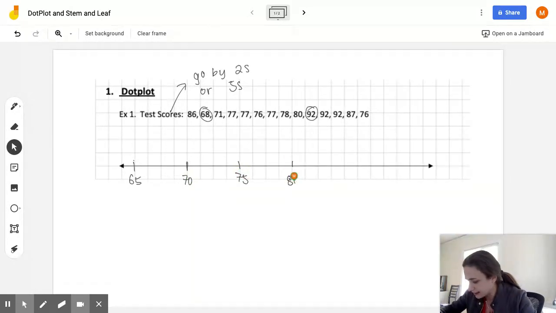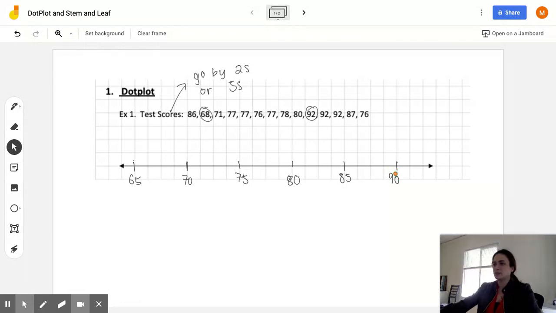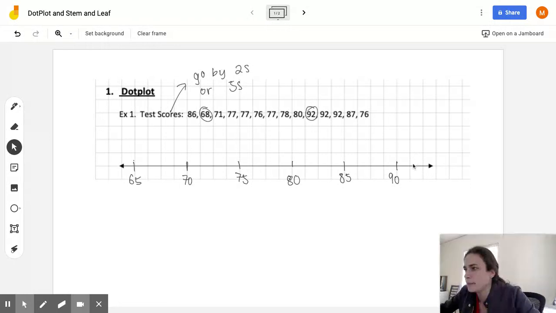Honestly, you guys, scaling it is the hardest part out of all of it. If you get that, then you should be good. Just make sure you're consistent. You skip the same amount of squares each time and the same amount of numbers each time. So this will be 90, and it should fit 92 like that, because 92 would be somewhere right here. We'll worry about that in a second.